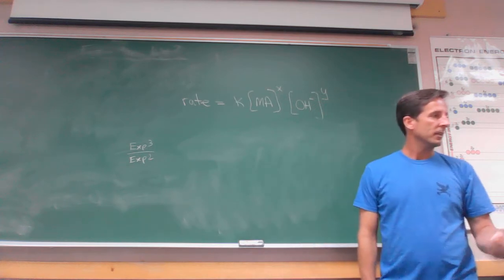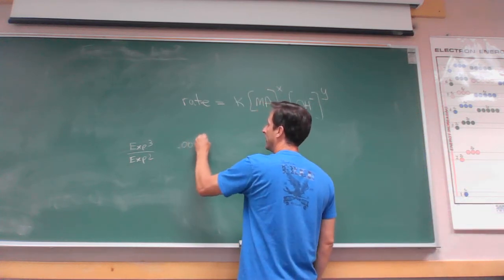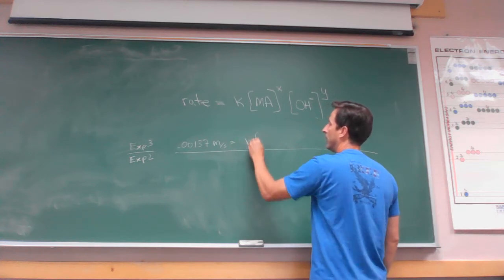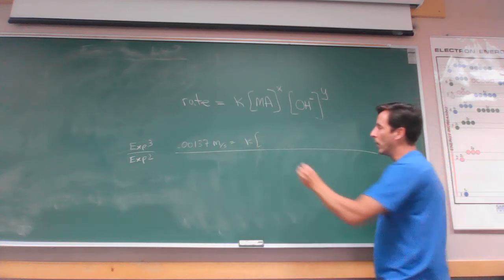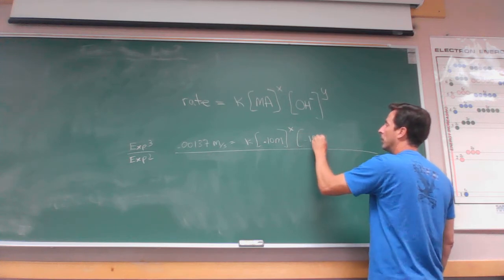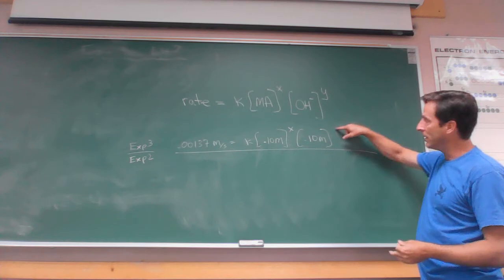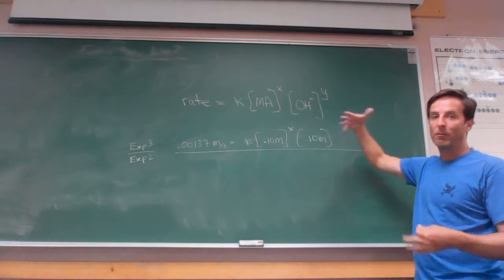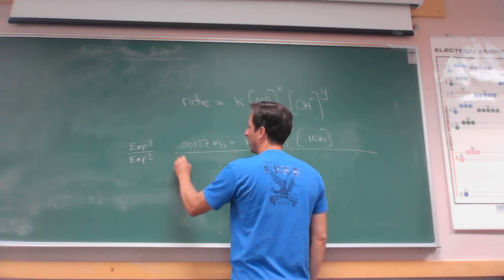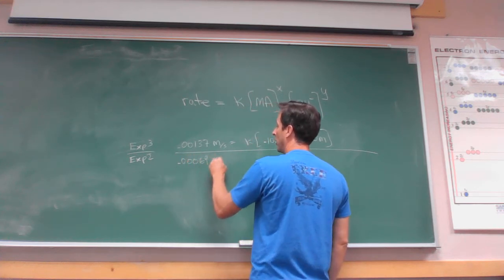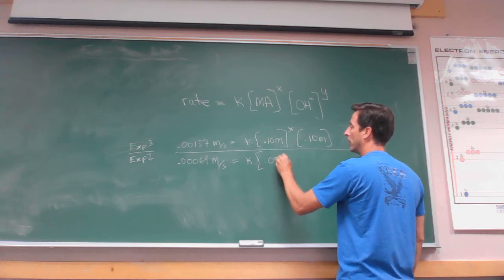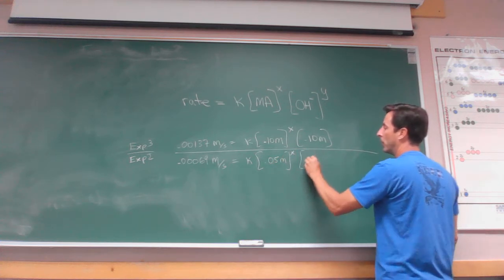Again, we just plug all our numbers in. So it's going to be 0.00137 molar per second equals K times methyl acetate. In experiment 3 is 0.10 molar to the X times 0.10 molar. Now I know that Y is a 1. When the exponent is a 1, I don't have to show it, but I've solved for Y now, so I don't have to keep leaving it there as just Y. Experiment 2, that's my 0.00069 molar per second equals K times 0.05 molar to the X times 0.10 molar.